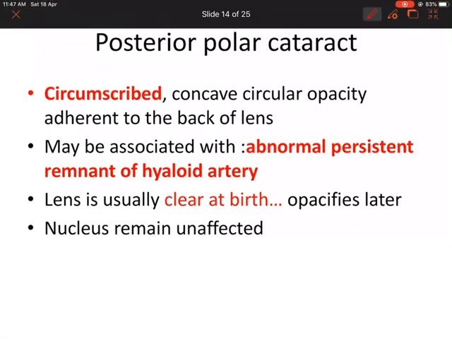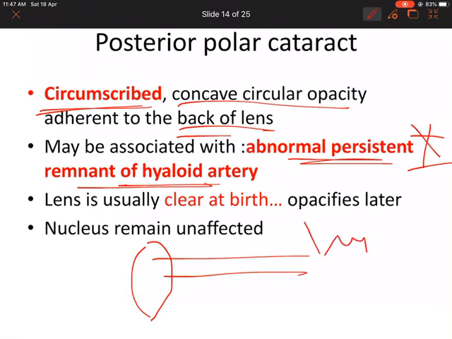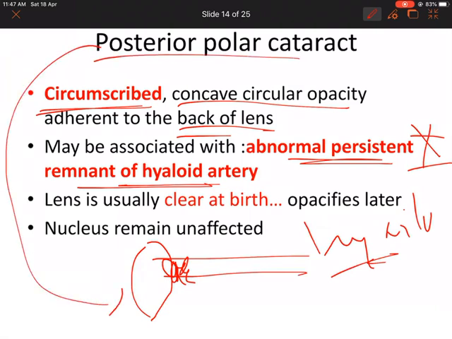Coming to posterior polar cataract, it's a circumscribed concave circular opacity adherent to the back of the lens, most commonly associated with an abnormal persistent remnant of the hyaloid artery. In the previous classes we have discussed that earlier the lens was supplied by the hyaloid artery. This has to regress before birth. If it doesn't regress, it can abnormally persist, giving rise to some opacities in the posterior part of the lens, causing posterior polar cataract. The lens is usually clear at birth and opacifies later.